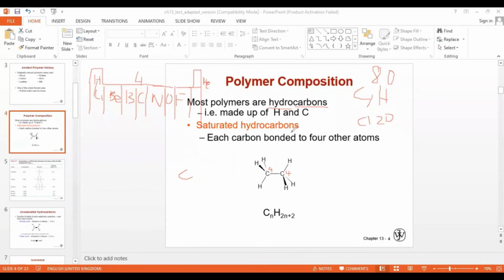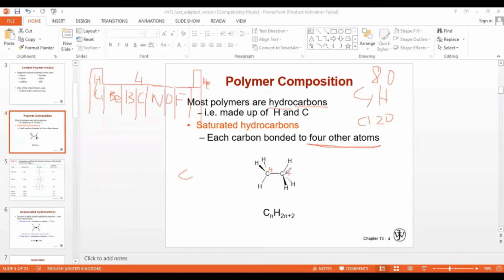So saturated hydrocarbon means each carbon is bonded to 4 other atoms. All right. So here with this hydrocarbon, one is bonded with hydrogen, the other one is also bonded with hydrogen, the third one is also bonded with hydrogen, and the fourth one is bonded with the carbon, right?